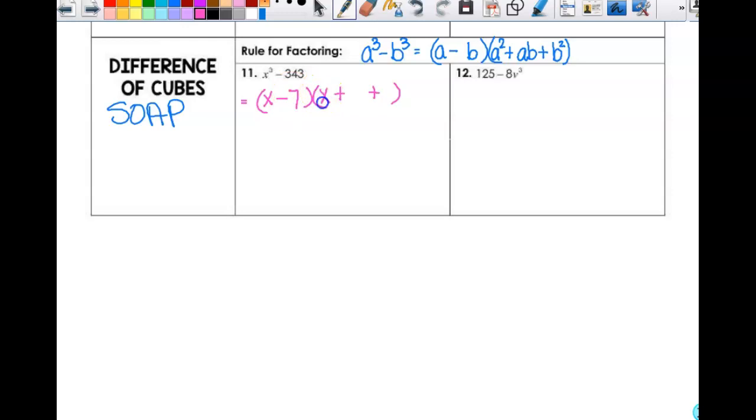So then this would give me x squared. When I multiply these two together, this sign does not matter, because that's just a whole different thing. This is 7x, and this is 49. And I'm done. Okay. What questions do you have? All right, you do number 12.